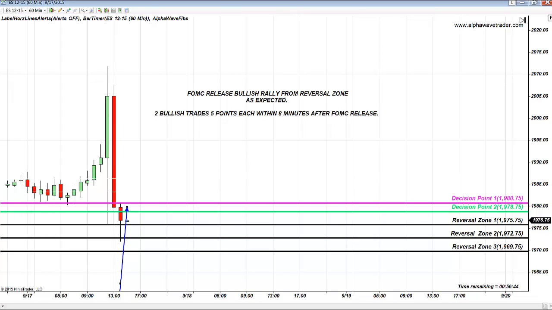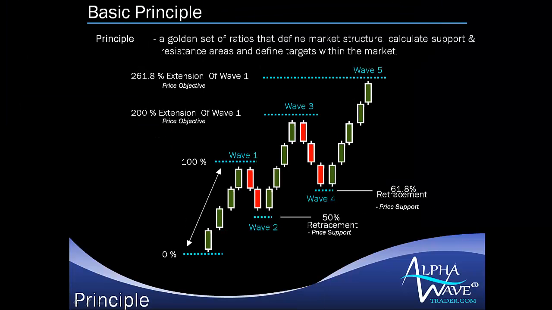No long entry near this level, not anywhere near 1980.75. We've taken advantage of wave 1.